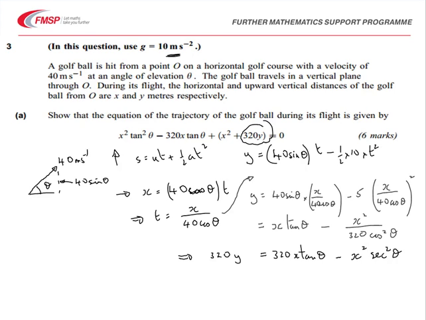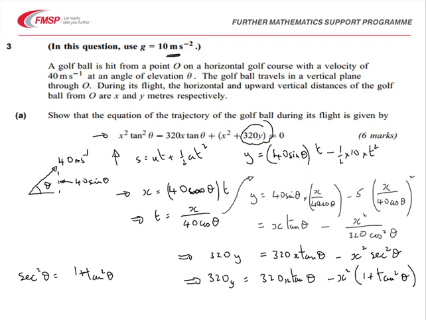Now the expression at the top again has only got tan in it. It's tan squared and tangent, and of course we have an expression for sec squared in terms of tan squared. Sec squared theta is equal to 1 plus tan squared theta. So using that, we therefore get that 320y is equal to 320x tan theta, and then minus x squared multiplied by 1 plus tan squared theta.